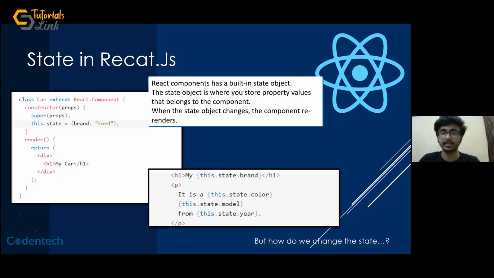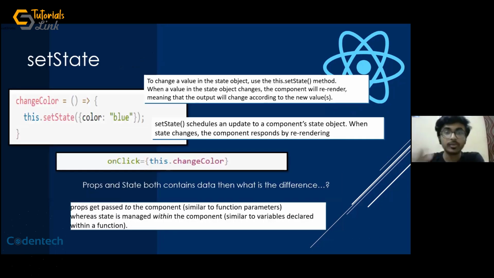How do we change the state? Because there's a pen, ABC, the color is blue, the type is ballpoint. Now, what I did, I removed the refill and put in a gel refill. Now the type is gel. So I want to change the state. How will I do that? That is necessary. So we'll use setState. To change a value in the state object, use the this.setState method. When a value in the state object changes, the component will re-render, meaning that the output will change according to the new values.